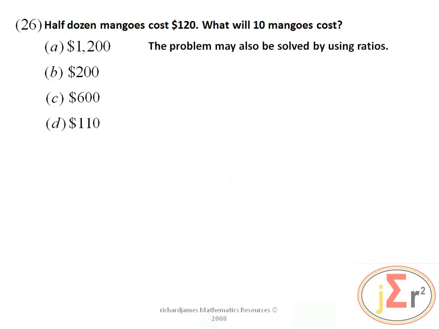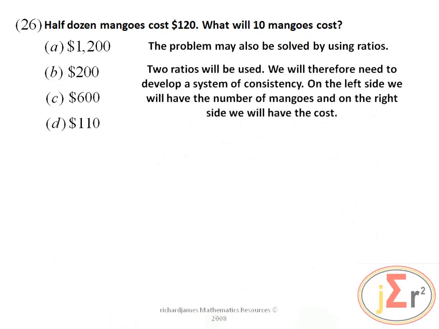We have the same problem, and we are going to solve that problem by using ratios. 2 ratios will be used. We will therefore need to develop a system of consistency. On the left side, we will have the number of mangoes, and on the right side, we have the cost.